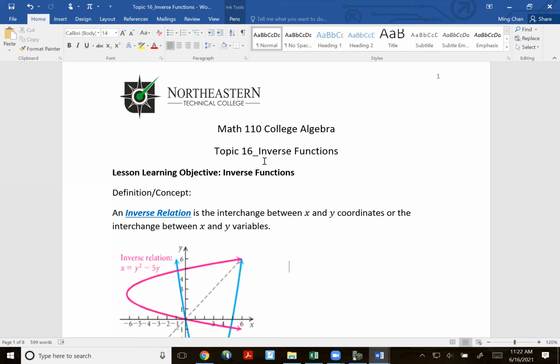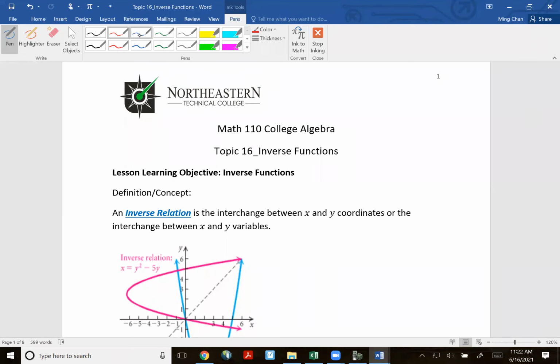So remember, there are some graphs that are actually not a function. We normally just call them a relation. All right, so this thing is called the inverse relation. Inverse relation means the interchange between the x and y coordinates, or the interchange between the x and y variables.